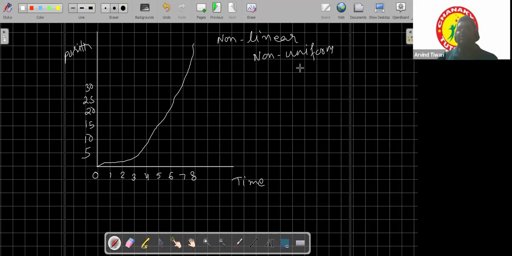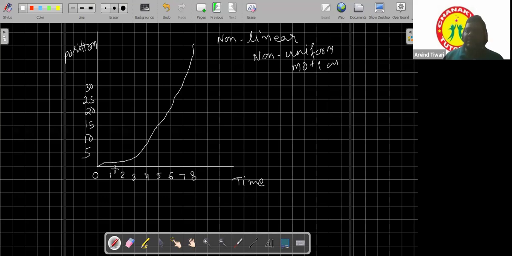But remember, we are only discussing this with respect to the position-time graph. Everywhere we are discussing the position-time graph. When we are talking position-time, you can also assume it to be displacement-time. But do not go about the velocity-time. This is just position-time. So a non-linear graph will mean a non-uniform motion.